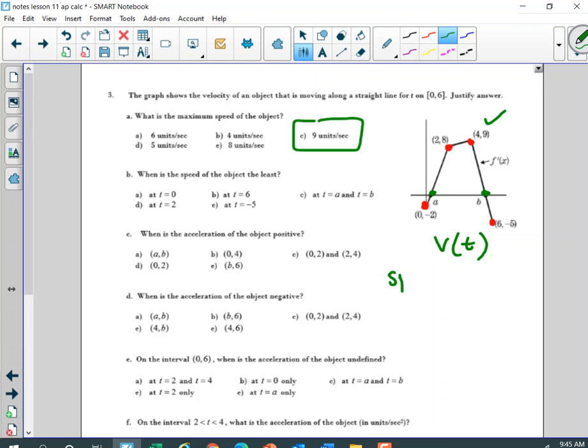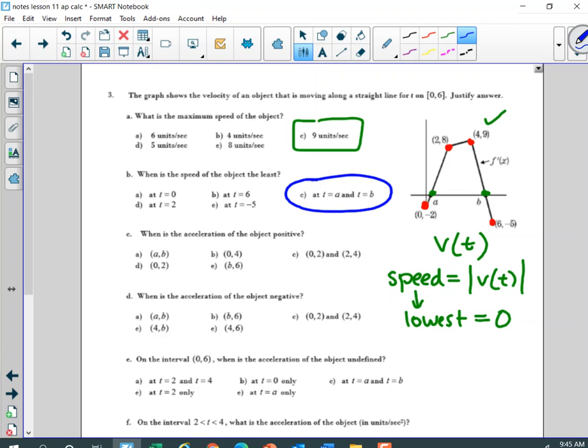The lowest speed. Remember, speed is the absolute value of velocity. So the lowest speed we can ever have is 0, and my speed is 0 at those 2 points. Speed of 2 at the 0, -2 point, speed of 5 at the 6, -5 point. You might need to go back and review that, and rewind and listen to that again.